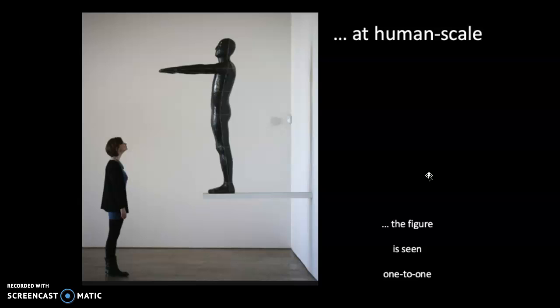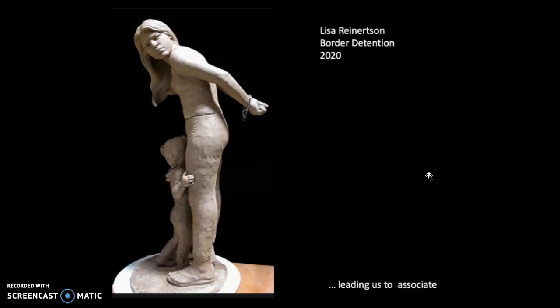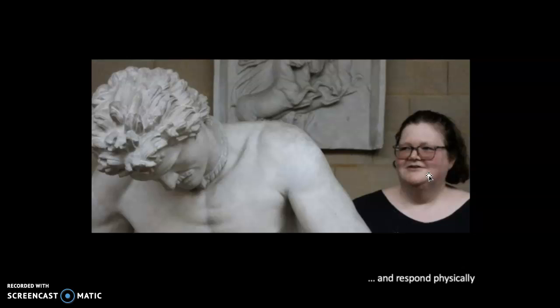So if you take the same human thing, you go to the human scale, the woman they're looking at is about the same size as the man, the sculpture on the diving board. So the figure is seen as 1-to-1 scale, at human scale. And this changes things a lot because the size of the sculpture is about our size. It emulates us. And this leads us to associate with it and its predicament, right? And respond physically. Ooh, look, that guy's about my size and here I am.